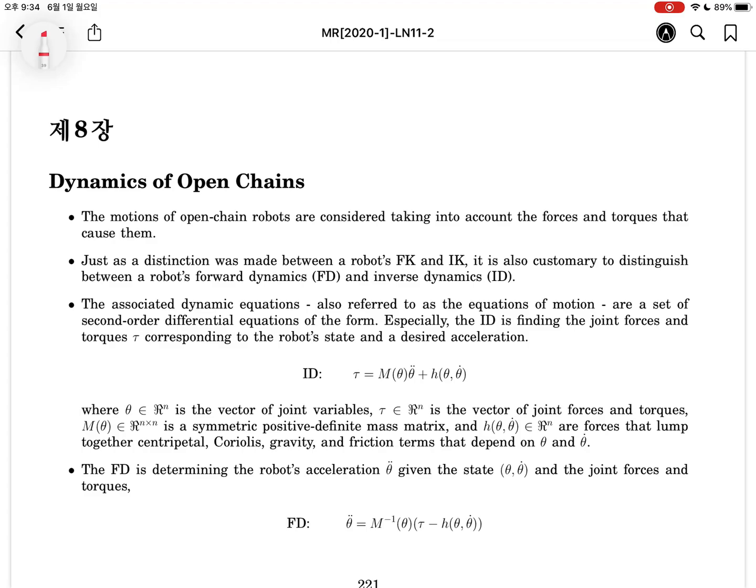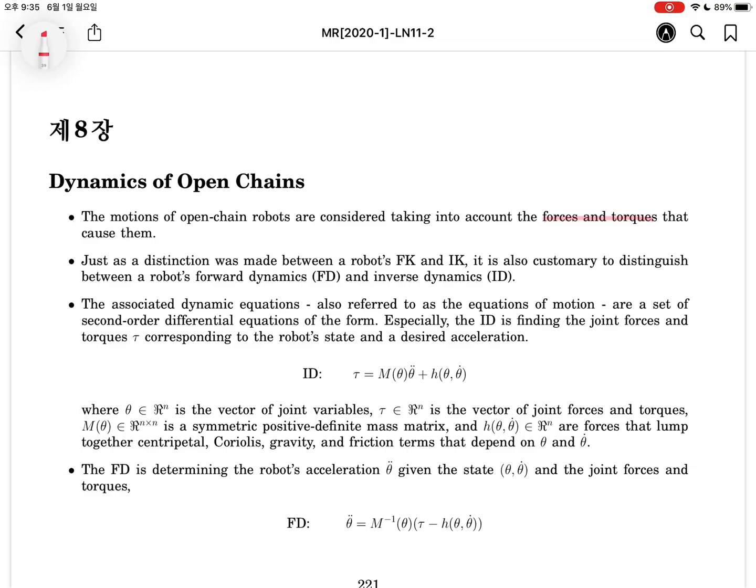Okay, let's get started with chapter 8, Dynamics of Open Chain. The motion of open chain robots is considered taking into account the force and torque that cause the motion. So if we apply force and torque to the robot, we can get some motion of the robot system that can be described using an equation called the equation of motion.